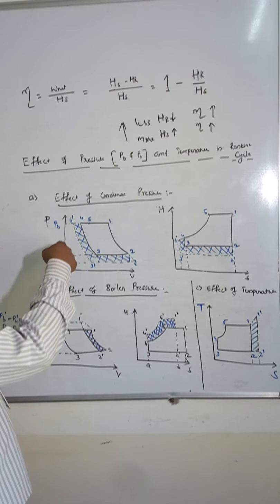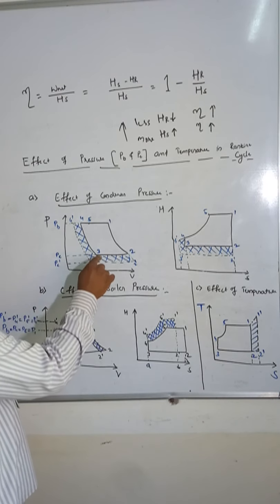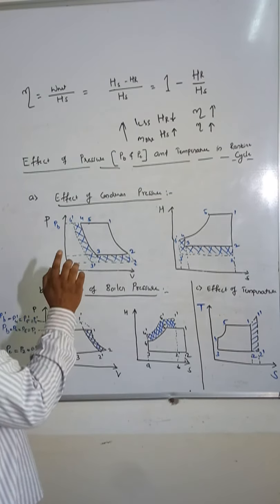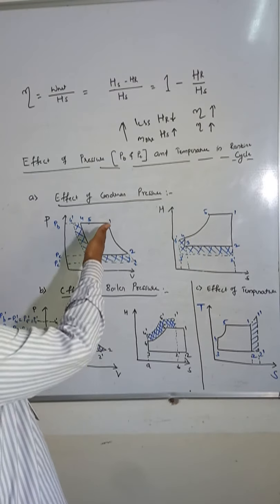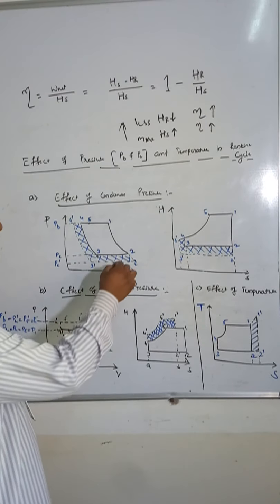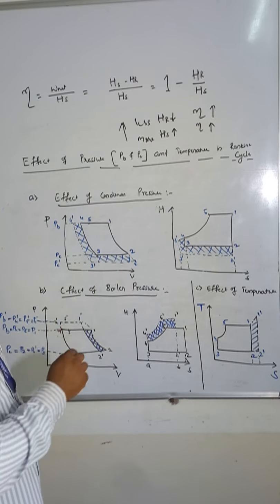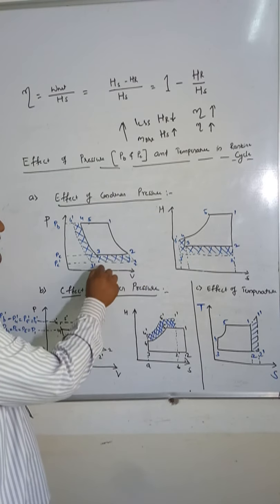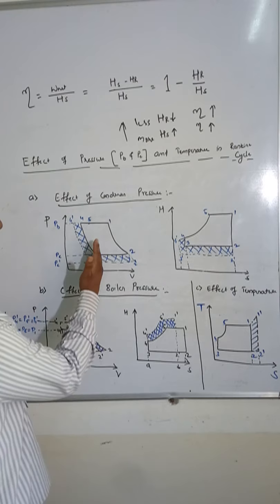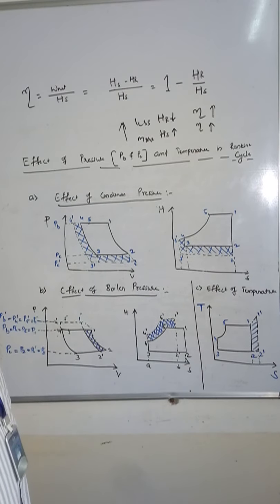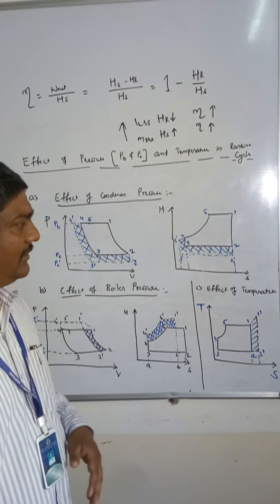So here this case becomes PB and PC. 1, 2, 3, 4, 5 is the actual Rankine cycle. I will just decrease its condenser pressure. I am decreasing condenser pressure to 2 dash and 3 dash. So this line shifts like this, and 4 dash. Right. Same thing I will see here.